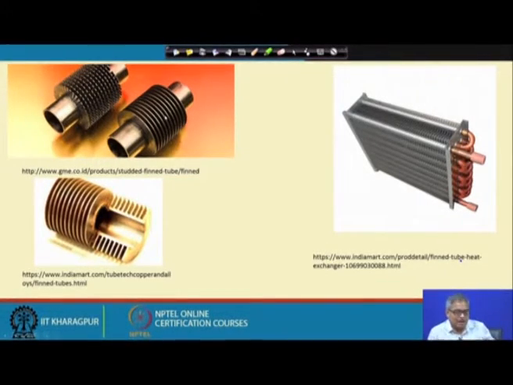So, both the designs are common, but the design which is shown in the top has the advantage that it is having very less amount of material wastage. Okay. Whereas, the design at the bottom, it is integrally made fins and tubes, the integration between the fin base and the primary surface of heat transfer, that is very good.